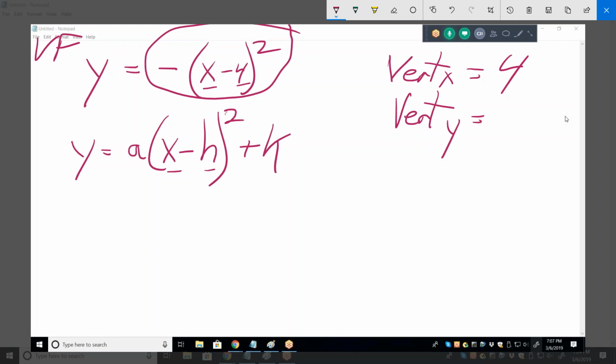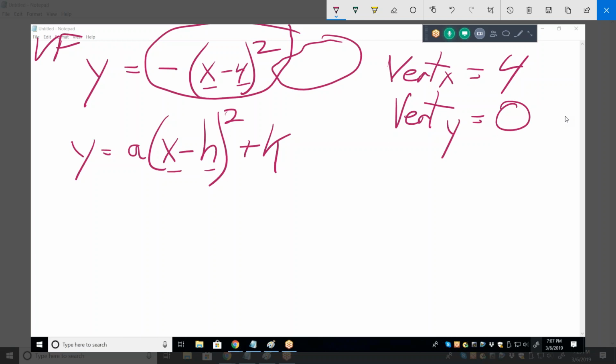So the y coordinate, it would be... You see anything over here? 1, or no, 0. There you go. Yeah, 0. If it's not there, it's 0. In other words, it's a times this plus k. So k has to be 0.